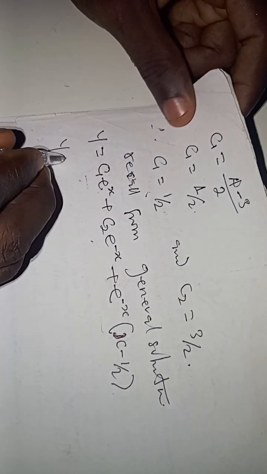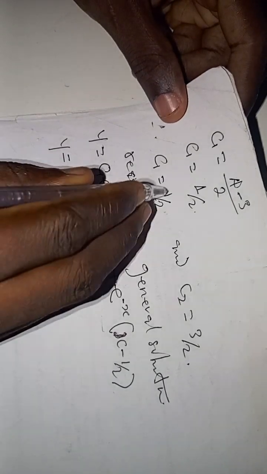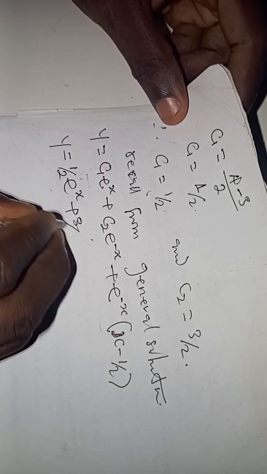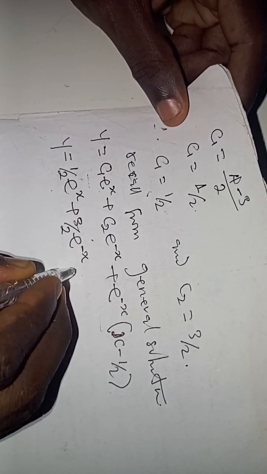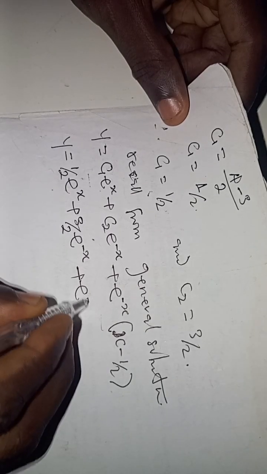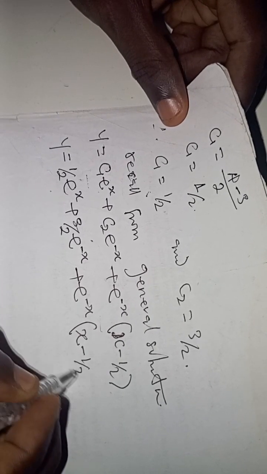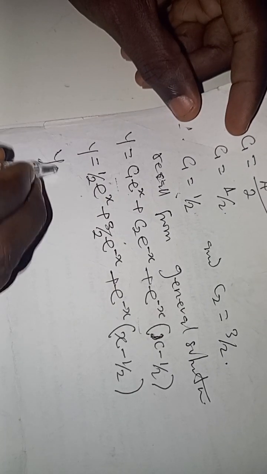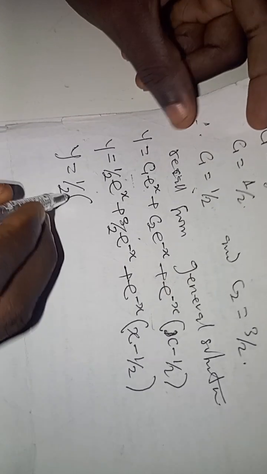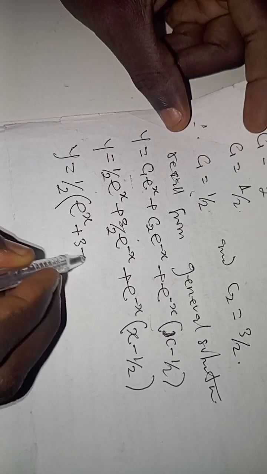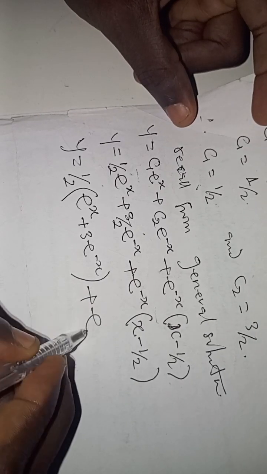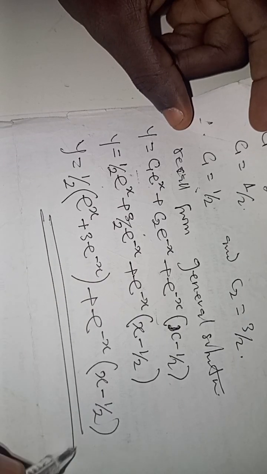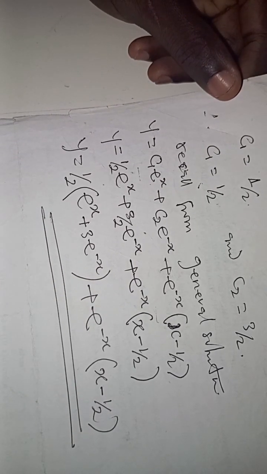So y, the general solution at initial condition is C1, which is 1 over 2, exponential x, plus C2, which is 3 over 2, exponential minus x, then plus this, exponential minus x into x minus 1 over 2. So 1 over 2 here is common, so I can factor out. So y here is equal to 1 over 2, I have exponential x plus 3 exponential minus x, then plus exponential minus x into x minus 1 over 2. That becomes the answer to the problem.